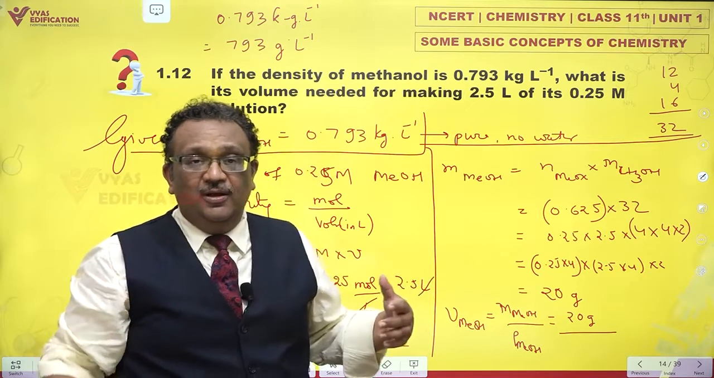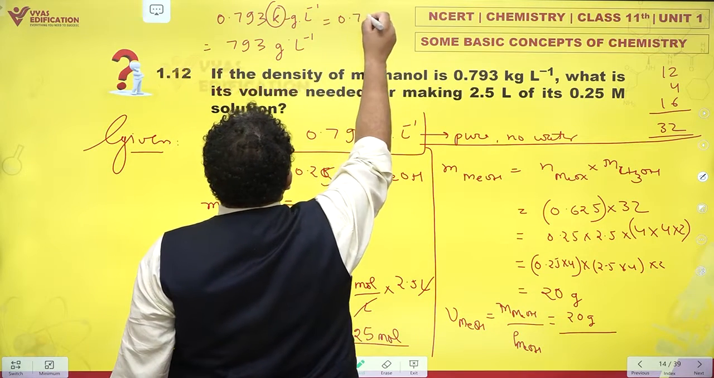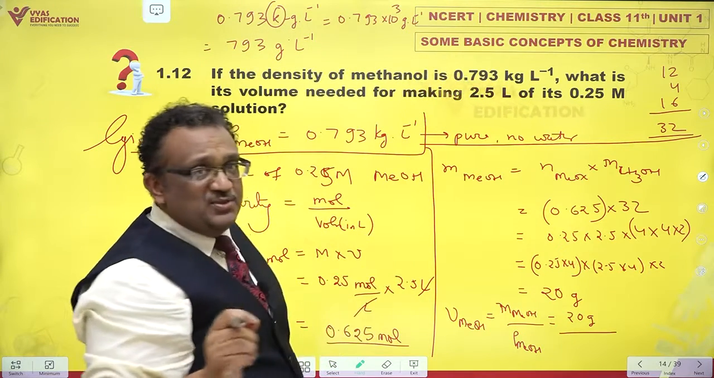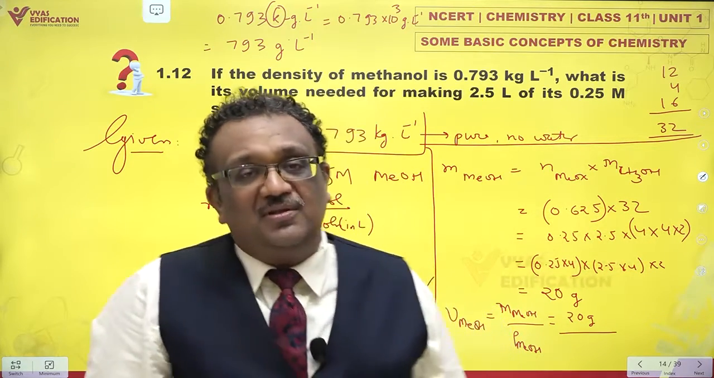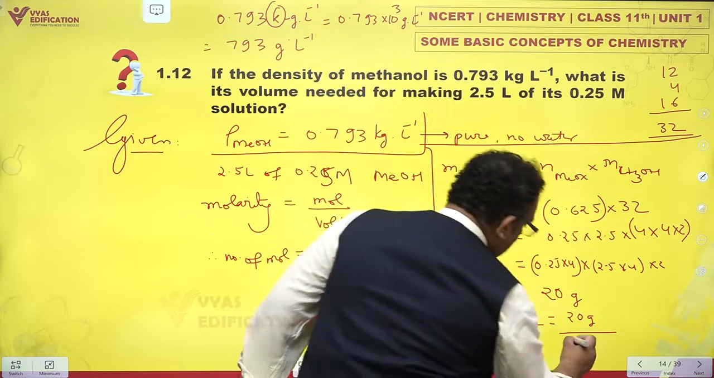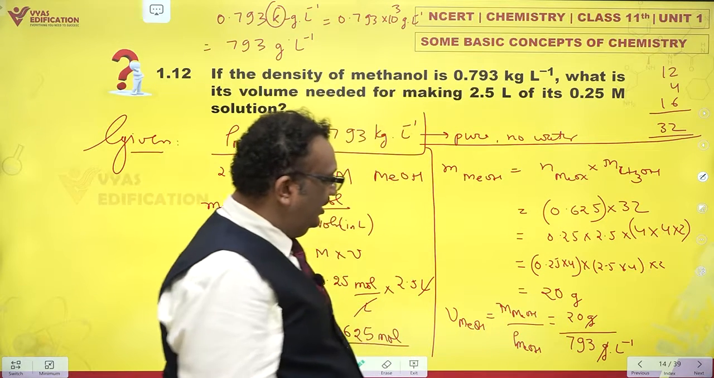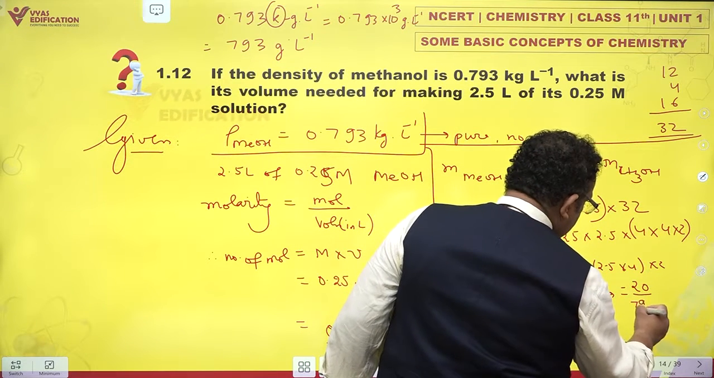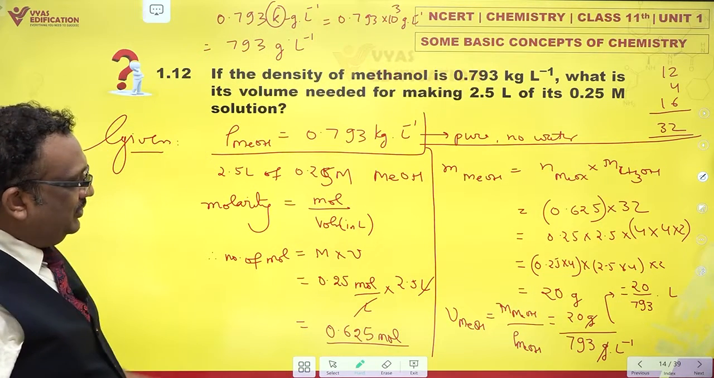Oh, wow, how did you do that? That's not very difficult. Please remember, kilo is the same as multiplying by 1000. Kilo can be simply taken as 10 raised to plus 3. Milli is 10 raised to minus 3. Kilo is 10 raised to plus 3. So I just did that, absorbed it here, so many grams per liter. I'll just use that, 793 grams per liter. So what is the volume I get? I get the volume as 20 upon 793 liters. This is the volume needed.